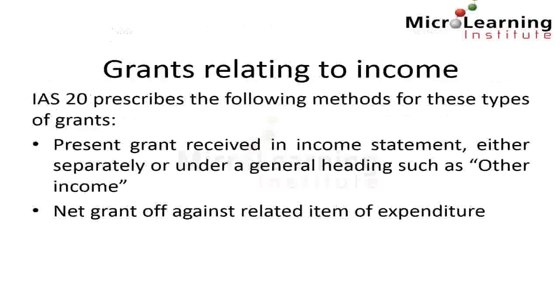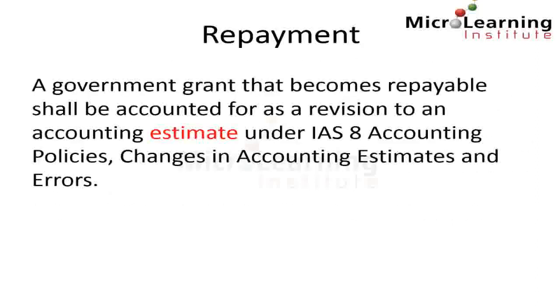In relation to grants relating to income, IAS 20 prescribes the following methods for these types of grants. 1. Present the grant received in the income statement either separately or under a general heading such as Other Income. And 2. Net the grant off against the related item of expenditure. A government grant that becomes repayable shall be accounted for as a revision to an accounting estimate under IAS 8, Accounting Policies, Changes in Accounting Estimates and Errors.